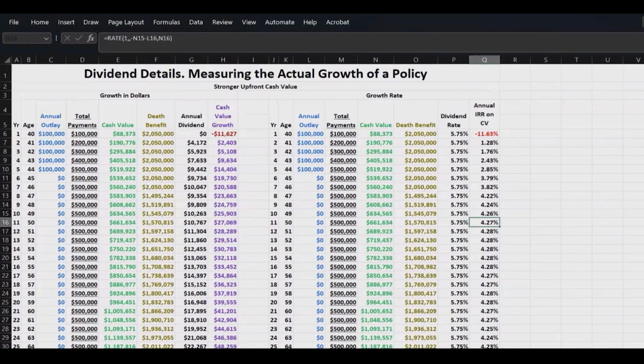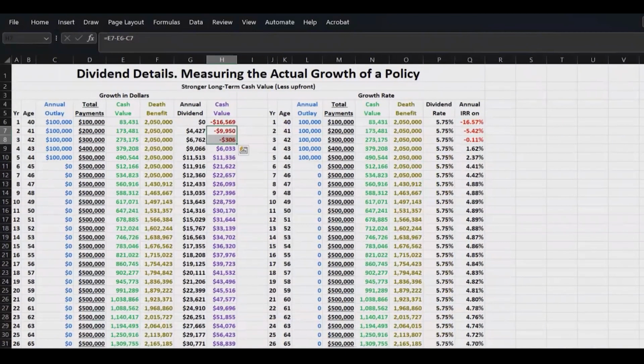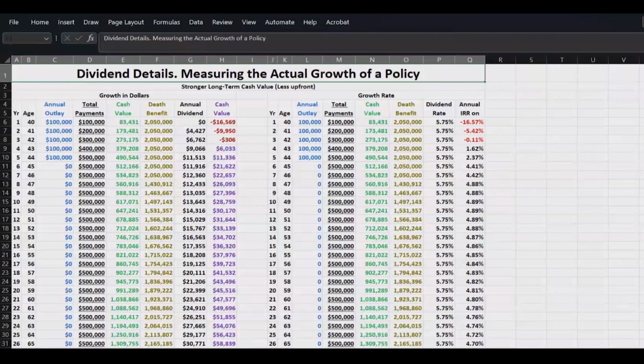So let's take a look at the policy design for strong long-term performance from an illustrated standpoint, that is. Same thing, growth in dollars, and then growth rate. A lot of people elect against this policy, and you can see why in the early years. Kind of screams at you. Where I'm taking a hit on my money 3 consecutive years. By the third year, it's almost a wash.